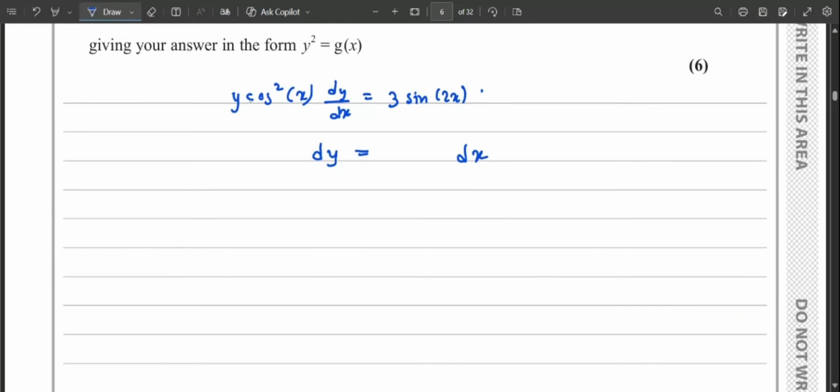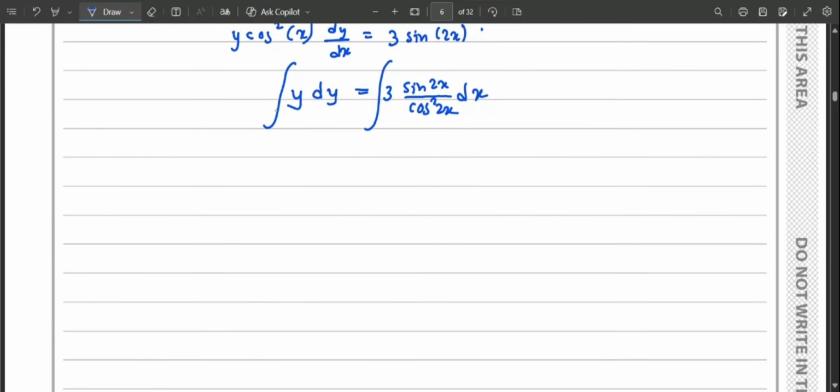We also know that we have to keep the y variables on the left and all the x variables on the right. So doing this we get y on the left, and we move cos square 2x to the right side. This will give us 3 sine 2x divided by cos square 2x. Ultimately we now have to bring in the integration term here. Solving this expression will give us the solution to our differential equation. So let me solve this.